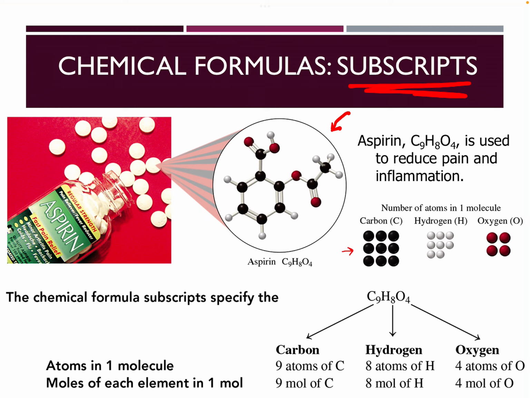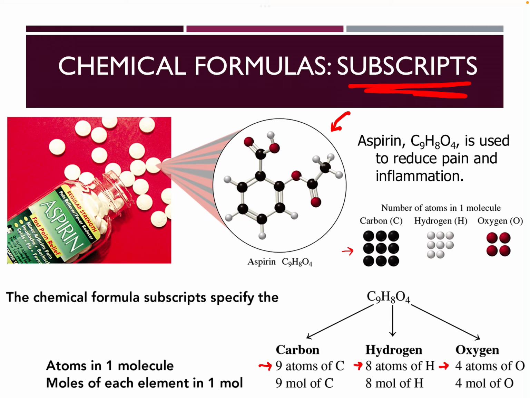So if I just took one molecule, like it's shown here, and I took all of those little bonds apart, like these are connectors or something like that, right? I took this all apart. I would sit here with 9 individual black balls that represent carbon. I would have 8 individual white balls that represent hydrogen and 4 individual red balls that represent oxygen. So in 1 molecule of aspirin, I'm getting 9 carbon atoms, 8 hydrogen atoms, and 4 oxygen atoms. And like I said, that's just by taking it apart.